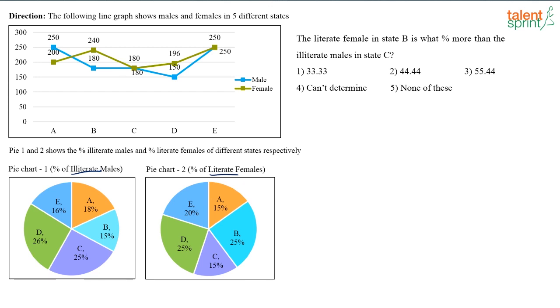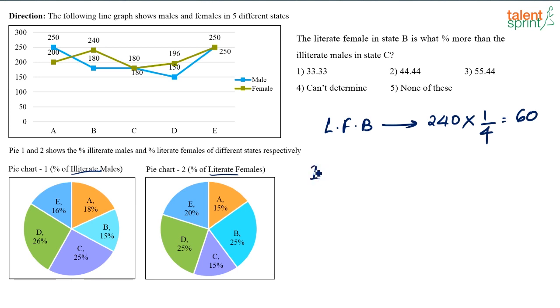Next question. The literate female in state B is what percentage more than illiterate males in state C? Literate female in state B. So I have to find out the literate female in state B. First of all, how many females are there in state B? There are 240 females in state B. Out of this, how many are literate? 25% or 1/4 of them are literate. So how many literate females are there in state B? 60 literate females are there in state B.